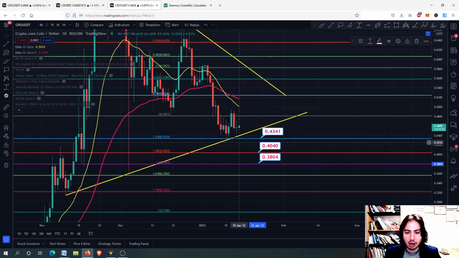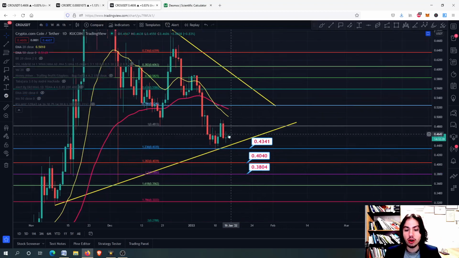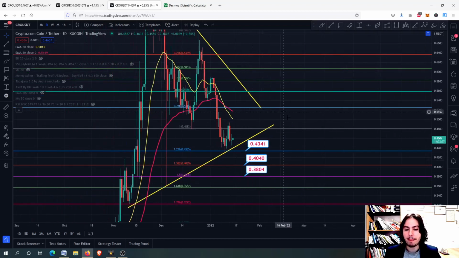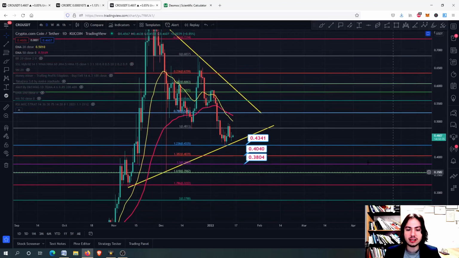So if we break down this line right here, then we can go towards these price targets in which we might be finding a good buying pressure. Okay, around this area right here, we can find a good buying pressure for CRO, and this could lead to a further pump up, okay, especially the 0.38.